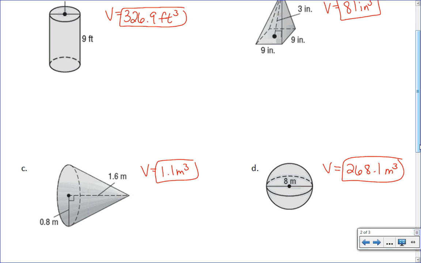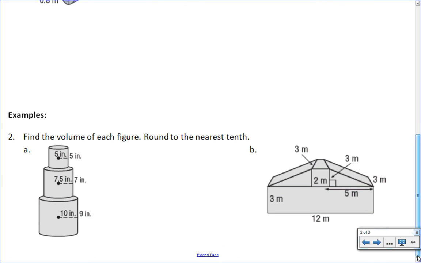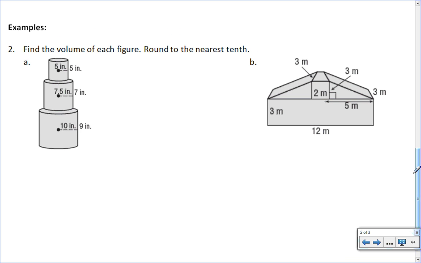Okay, the next pair of examples involves composite solids. These are solids that are made up of more than one single solid. So just like we did with composite figures to find area when we talked about two-dimensional shapes in chapter 11, for these we'll do the same sort of idea of just adding the various volumes together.